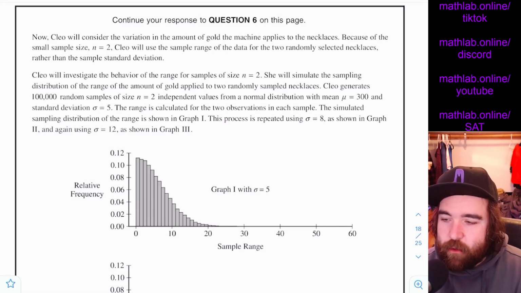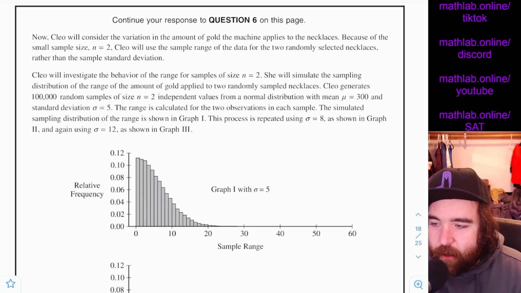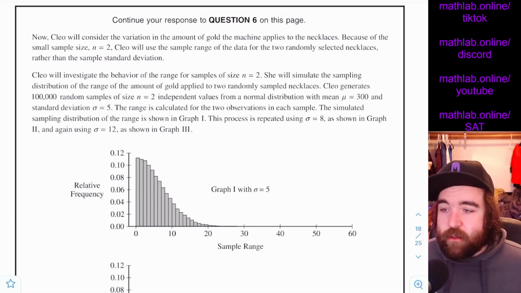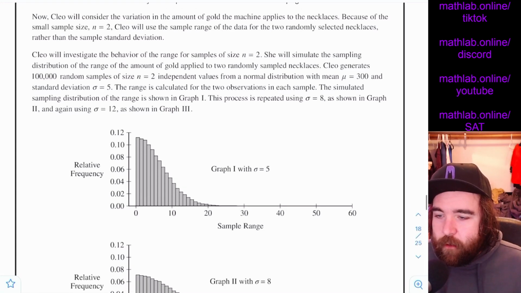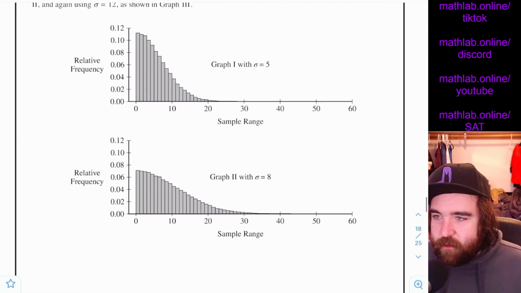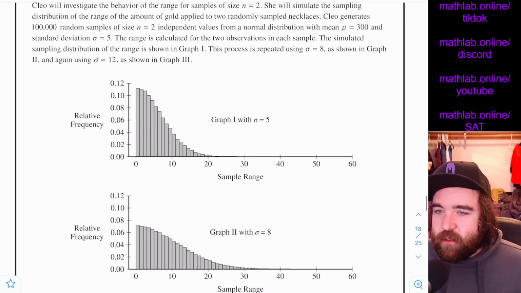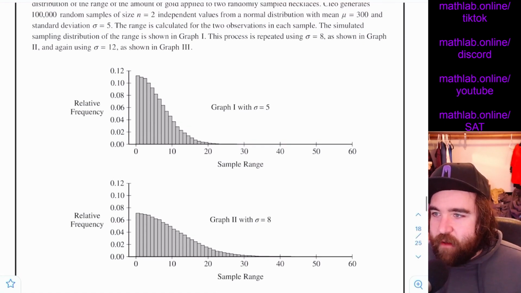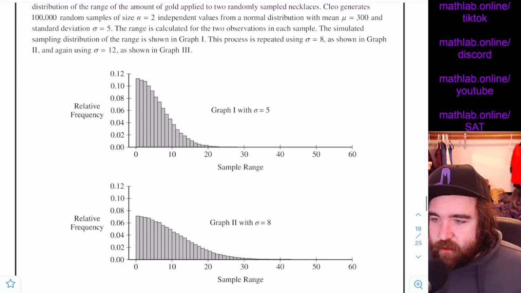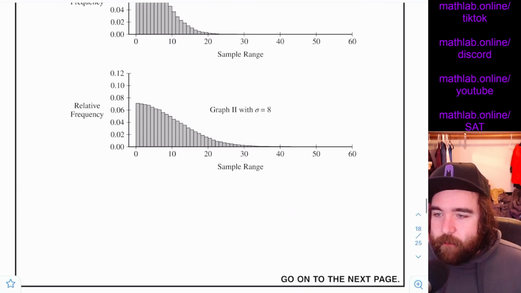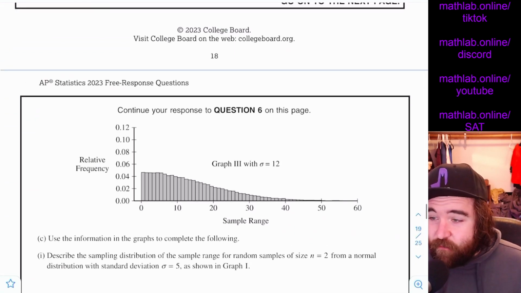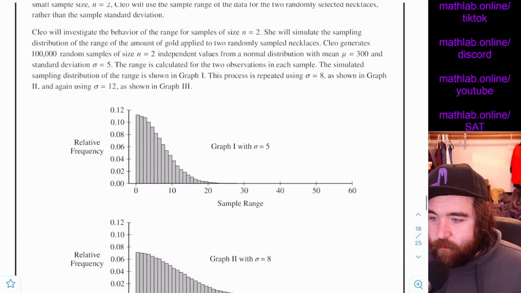So these are a whole bunch of ranges. You see the medians are around 0, which is what you'd expect because they're coming from the same machine. And then it tails out. That all makes sense to me. Wait, what's graph 2? The process is repeated using a standard deviation of 8 as shown in graph 2, and a standard deviation of 12. We got 5, 8, and 12. So 5 is what they told us. 8 is higher, obviously. So only 4.04 of them were the same. Here, 12% are the same.